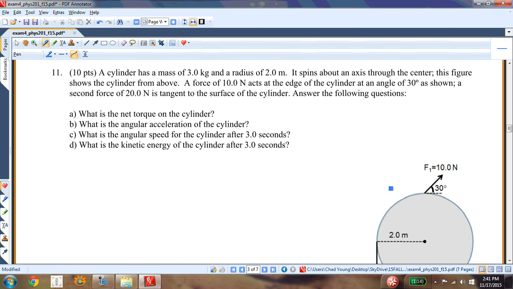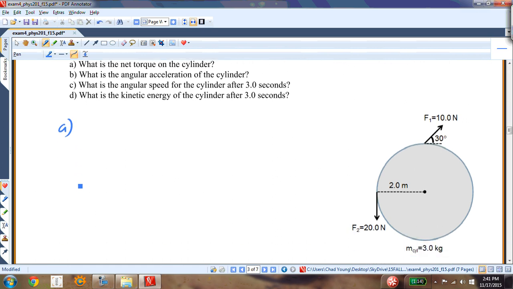Cylinder has a mass of 3 kilograms, 2 meters, and so on. First, I want to find the net torque. The net torque is equal to the sum of these two torques. First, I just want to figure out which of these are positive and which are negative.